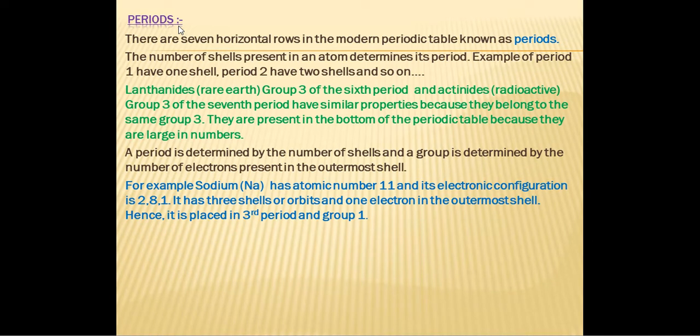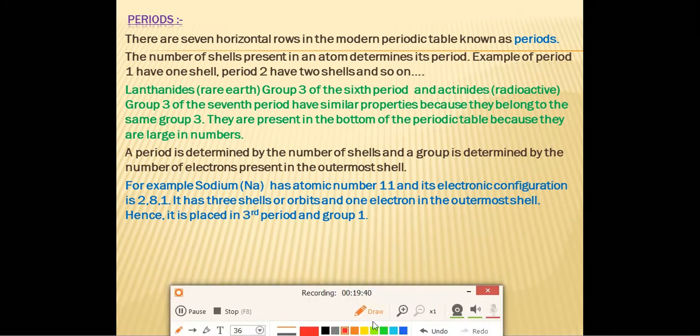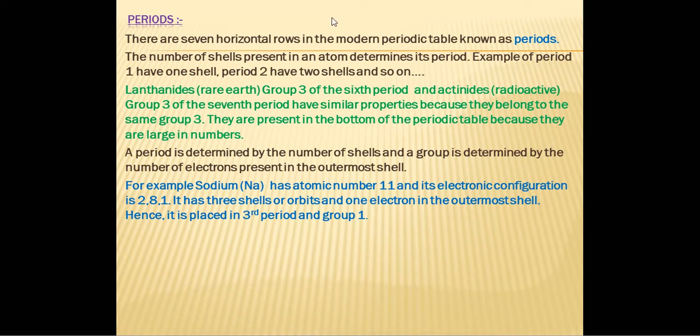The number of shells present in the atom determines its period. How can we determine the period of an element? It can be determined by the number of shells present in an element. Suppose an element has 2 shells, then that element will be present in which period? Second period. Suppose the element has 3 shells, then that element will be present in the third period. Suppose the element has 4 shells, then that element will be present in the fourth period.